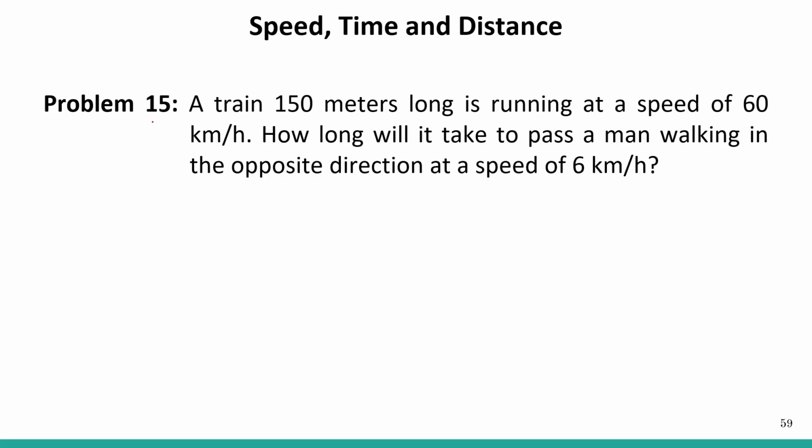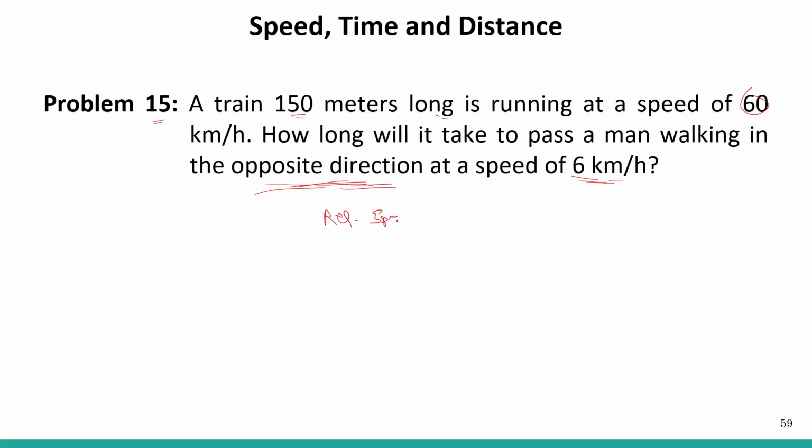So let's see problem number 15. If a train is 150 meters long and is running at a speed of 60 km per hour, how long will it take to pass a man walking in the opposite direction? Here he is walking in what? Opposite direction with a speed of 6 km per hour. Okay, so something must come to your mind when you see this term, opposite direction. So here the concept of relative speed will come.